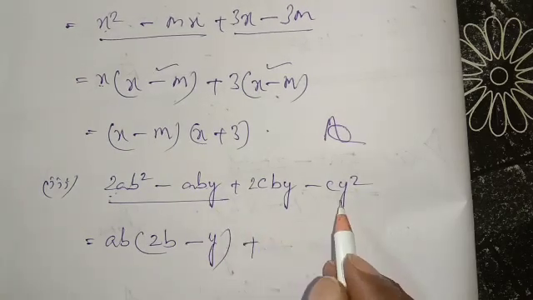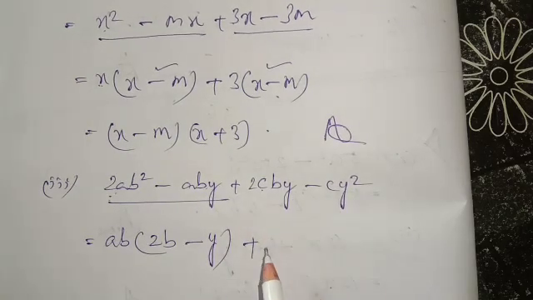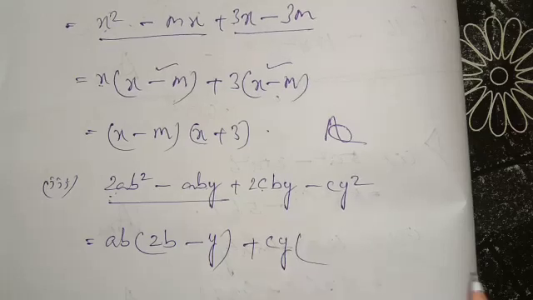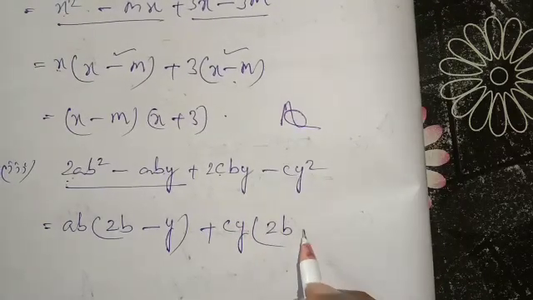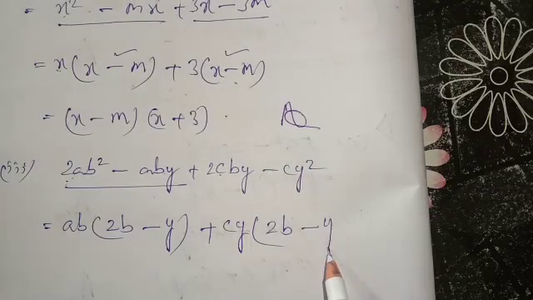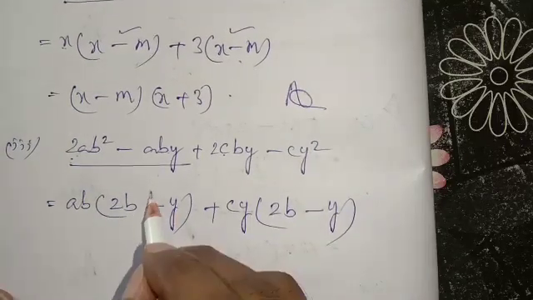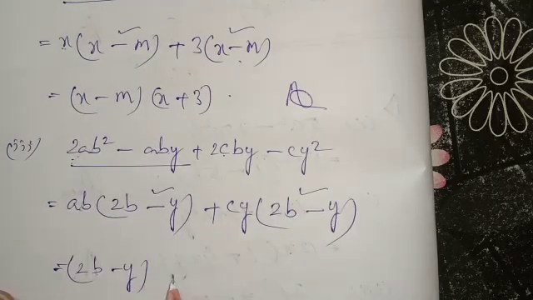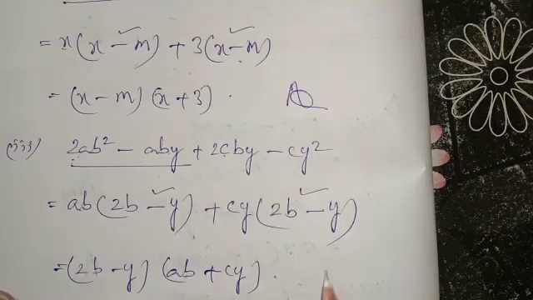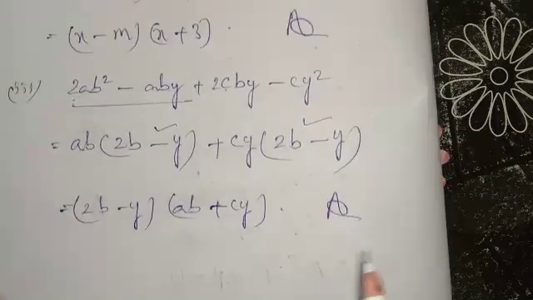From the last two you have to take common cy. Cy taken common. What is left here? 2b left, minus 1y left, 2b minus y. Now see, 2b minus y taken common. What is left here? ab plus cy left. This is the answer of number 2 third part.